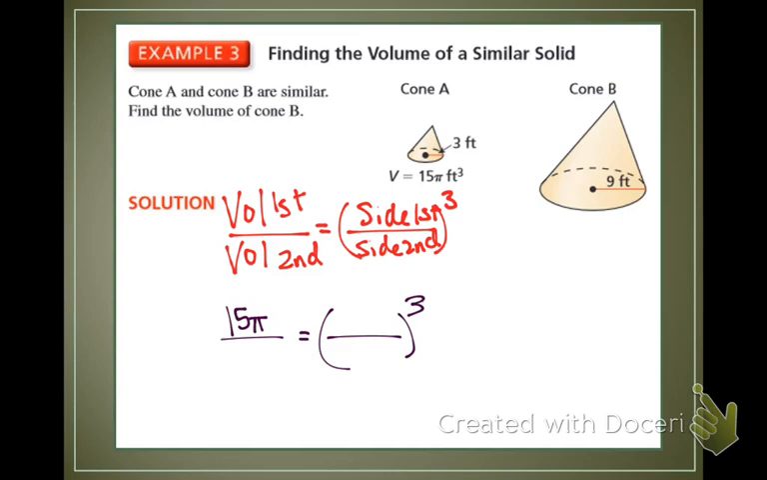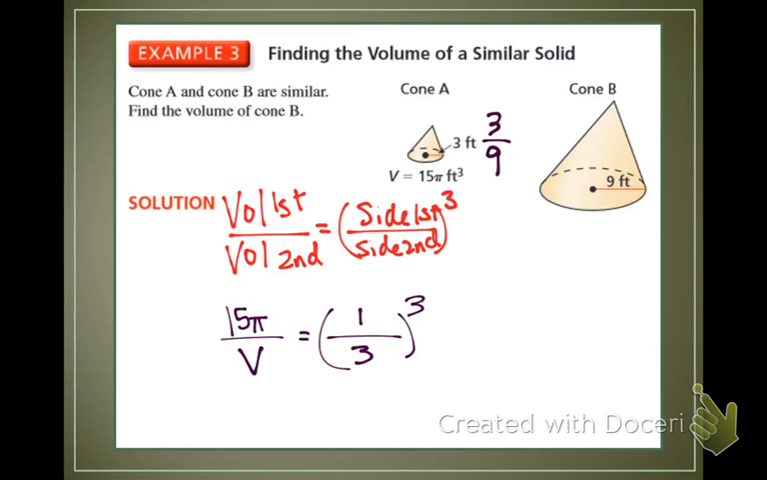Volume of the second. Do we know it? No, so you can write V for volume. What is the side from the first? 3, that's technically the radius. And what is the side from the second? 9. Do we like to reduce? Yes, because it makes it easier, smaller numbers. What is 3 over 9 reduced to? 1/3.